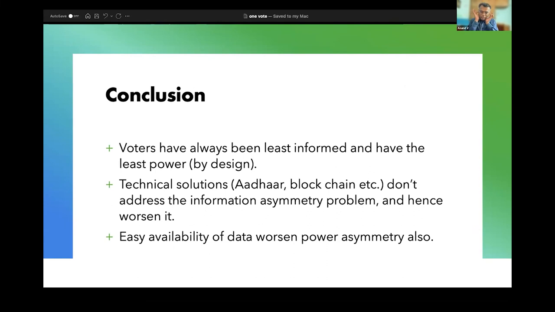So we are almost done. So just to think about, if I were an operative, how do I do it? This is how I would do it, and this is what is actually also happening on the field. So think about this fact that voters have always been the least informed and have the least power by design. Technical solutions like Aadhaar, blockchain, etc., don't address the information asymmetry problem and hence worsen it. The easy availability of data also worsens power asymmetry as well. Right? I think we're done.